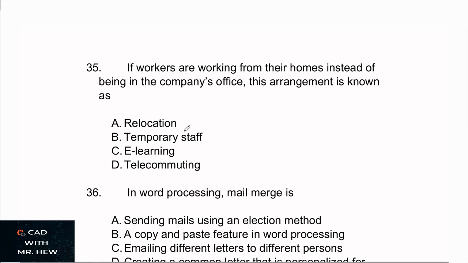Let's look at question 35. If workers are working from their homes instead of being in the company's office, this arrangement is known as A. Relocation. B. Temporary staff. C. E-learning. D. Telecommuting. The correct answer is D.